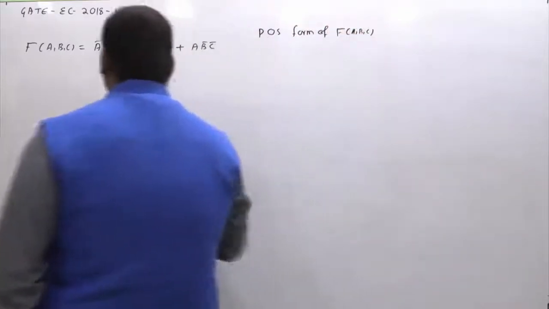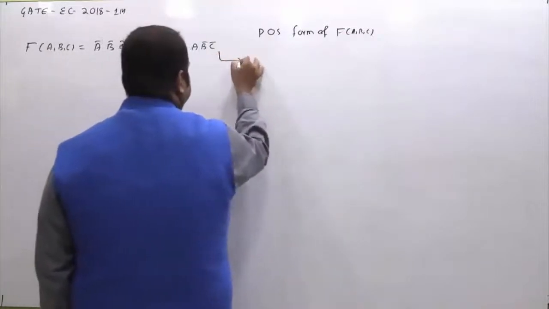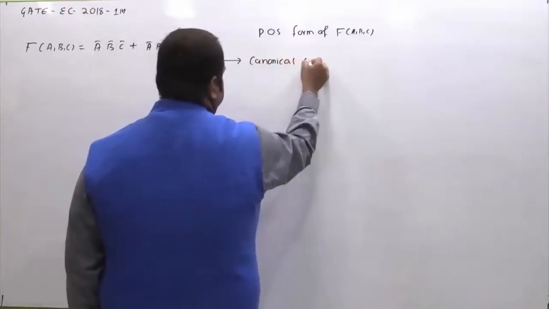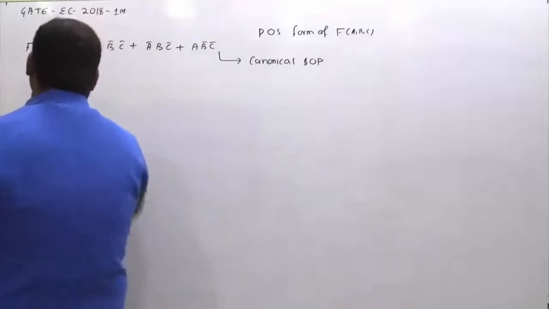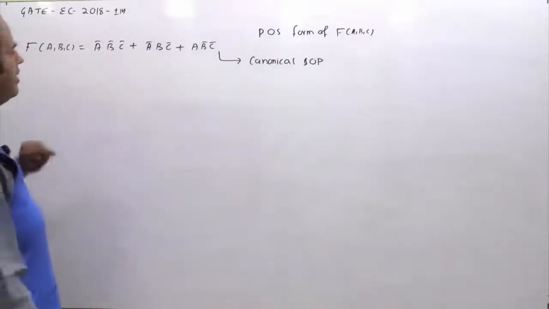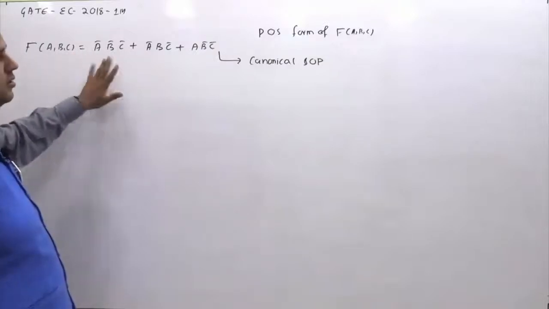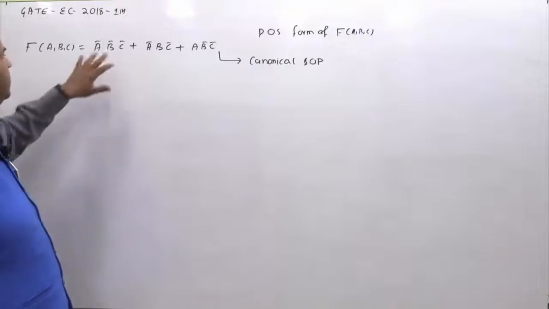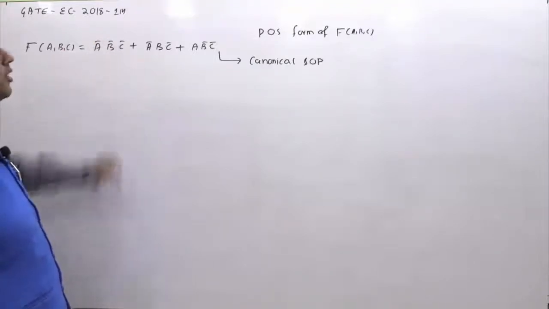Okay. So if you see this expression which is given, this is actually the canonical SOP form, right? Why am I calling it canonical? Because each term contains all the three variables, whether in normal or complement form, every term comprises all the three variables. So we are calling it canonical. We are calling it SOP, sum of products, because individual terms are product terms and they are being summed up. So that's why sum of products.